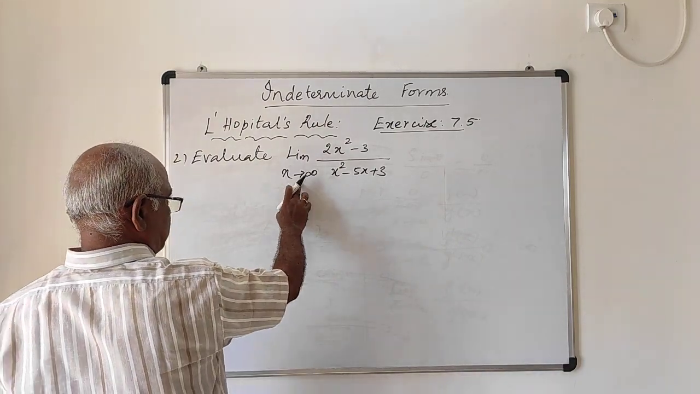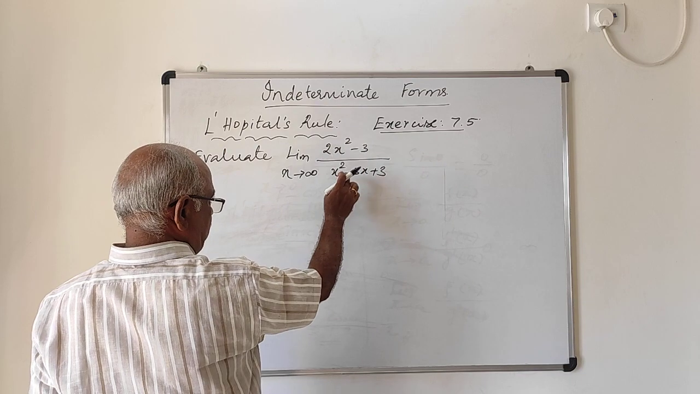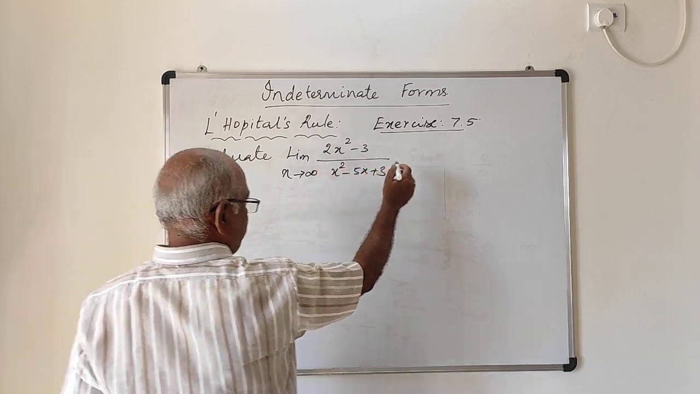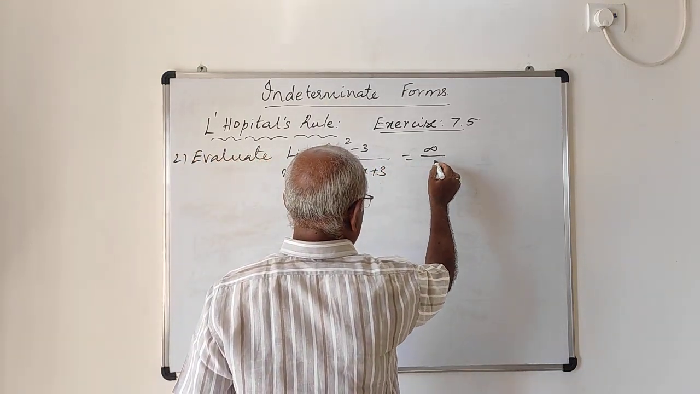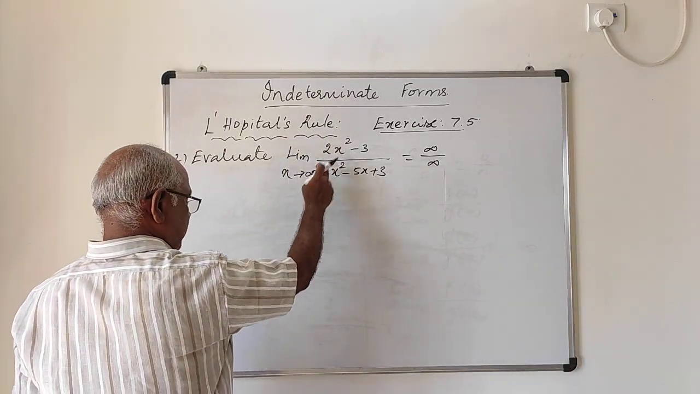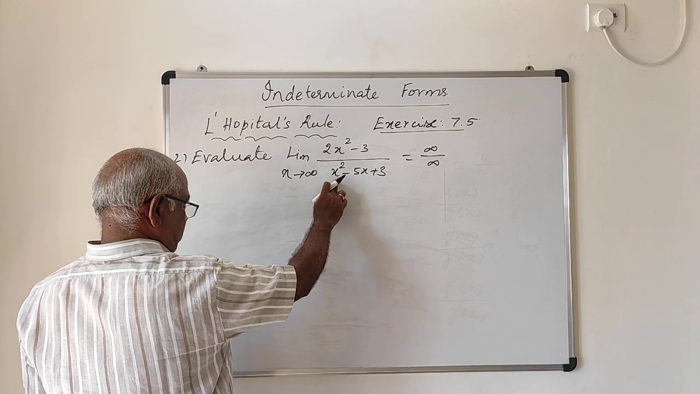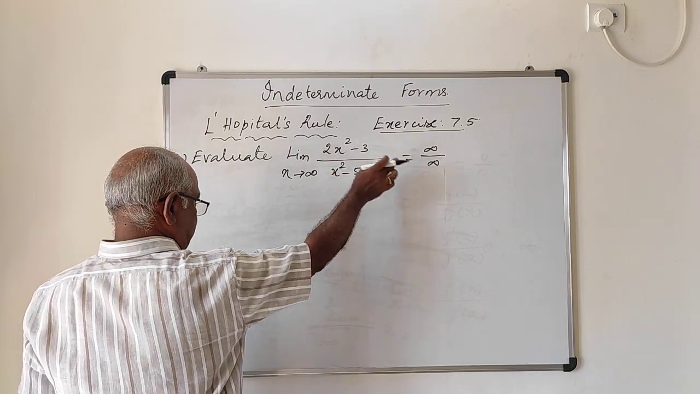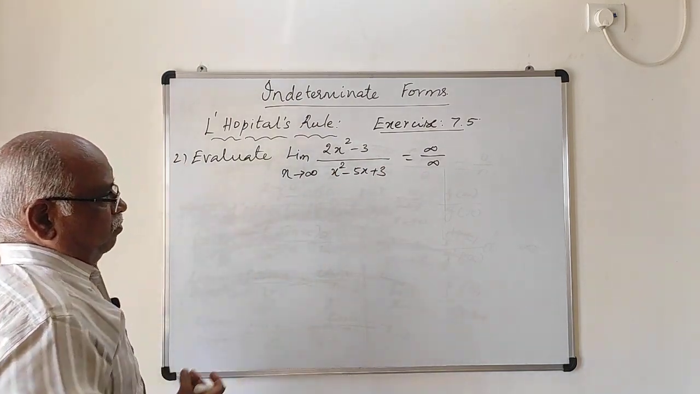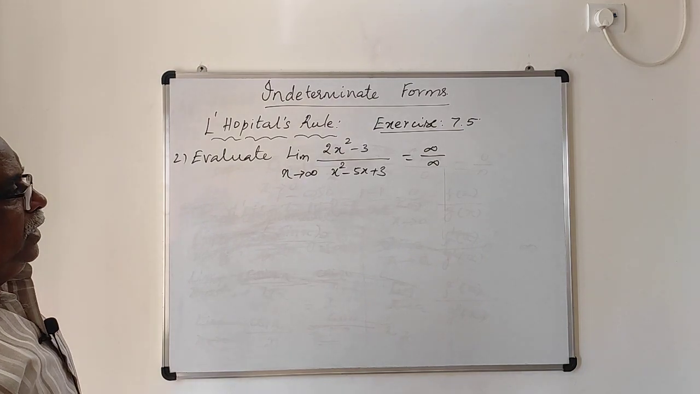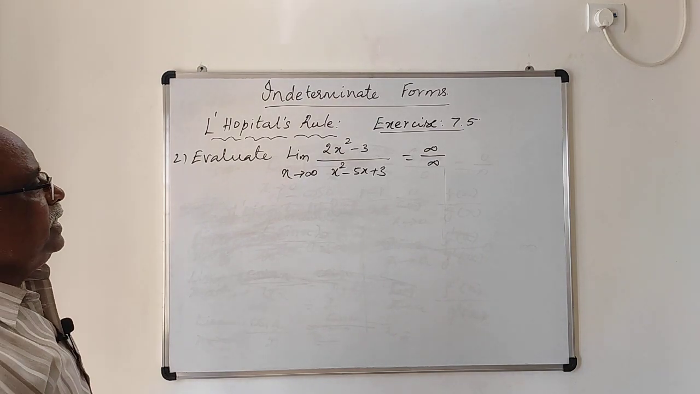If you apply the limit x tends to infinity directly, the numerator is infinity and the denominator is infinity, so it is of the form infinity by infinity. 2 into infinity is infinity, minus 3 is infinity; in the denominator, infinity minus infinity and plus 3 is again infinity. These are indeterminate forms.